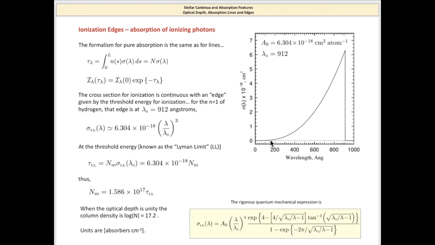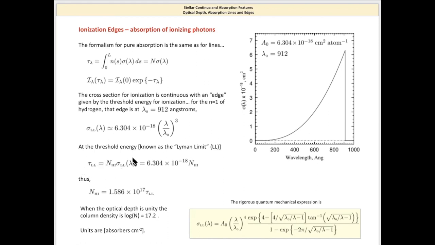Well, I should say as lambda increases, it goes up as lambda cubed. However, there should be a statement here, which I forgot to write, which says that lambda has to be equal to or less than lambda naught, otherwise it equals zero. So this cross-section behaves this way, and you're basically going to insert that into your optical depth equation. And if we follow our old rule that this is not dependent at all on the path length position S, we can factor it out of the integral.